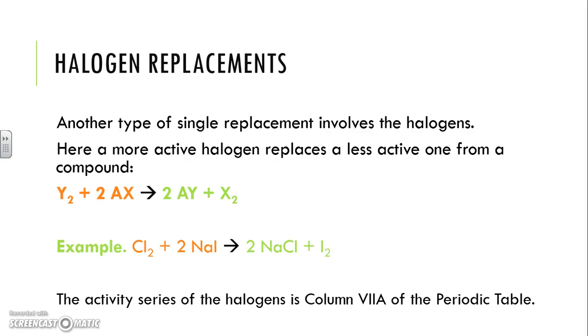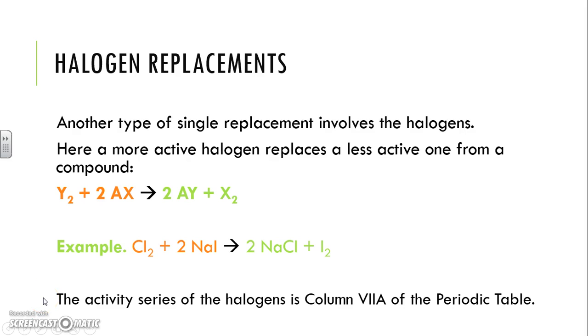The next type of single replacement reaction is a halogen replacement. So if you have a halogen, such as chlorine or fluorine, reacting with a compound, AX, then the halogen replaces X and bonds with A, and then whatever X was is now its own product. So for example, if we had chlorine gas reacting with sodium iodide, the chlorine would replace the iodide, and we would get sodium chloride and iodine as a liquid or a gas, depending on the temperature.